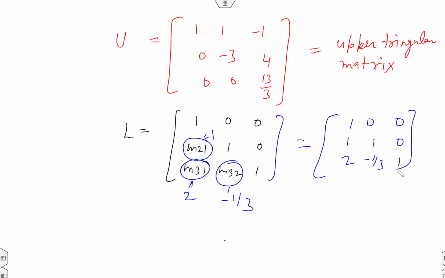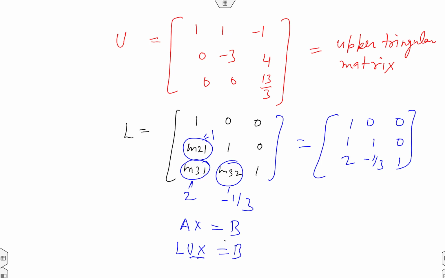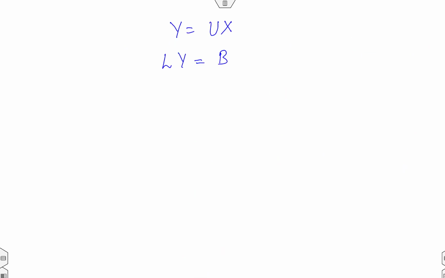This is your L. I told you that you can write Ax equal to B, as A is decomposed in terms of L and U. So if you multiply L and U, you will get the matrix A again. So LUx equal to B. Let us assume y equal to Ux. So Ly equal to B, where we have assumed y here as a vector.